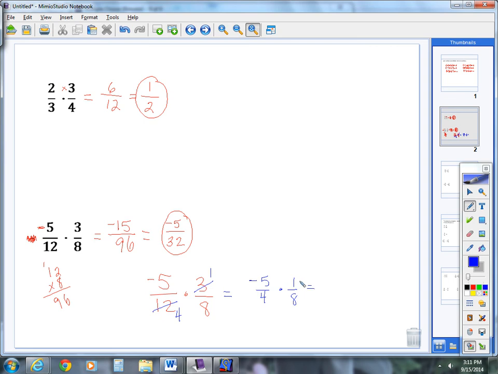So now I'm going to multiply my numerators. Negative 5 times 1 is negative 5 over 4 times 8 is 32. Notice I have the same answer. But notice here I am simply simplifying smaller numbers, where up here I'm simplifying a little bit bigger numbers. No big deal.